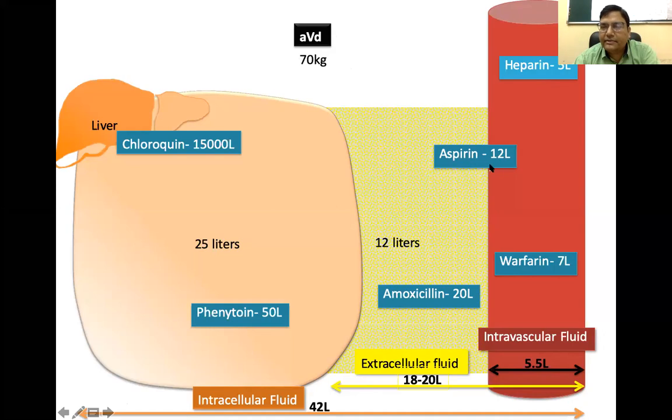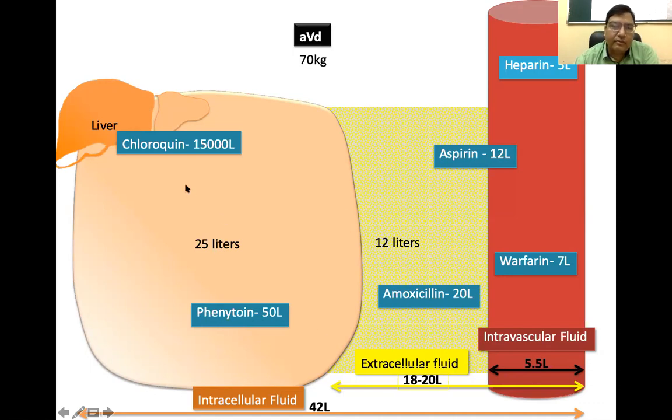If a drug such as aspirin has a volume of distribution of 12 liters, that means the drug is being distributed to the interstitial, extracellular fluid also. And if we see a drug like amoxicillin, it has a volume of distribution of 20 liters, that means it is distributed both in the extracellular fluid as well as the intravascular fluid. And if we see a drug like phenytoin, it has a volume of distribution of 50 liters. That means it is distributed in all three parts: the intracellular, extracellular, as well as the intravascular fluid.